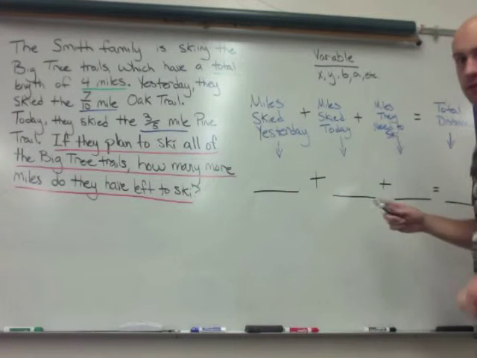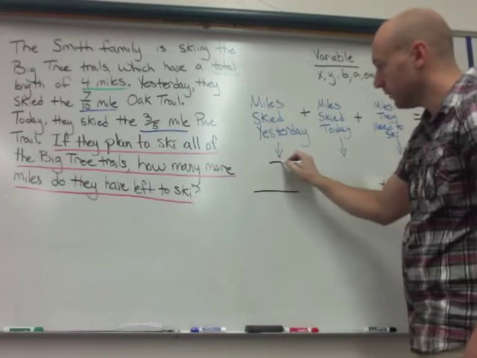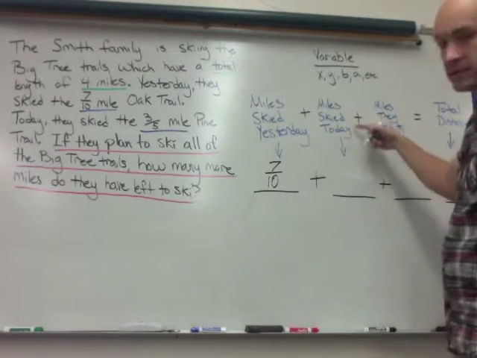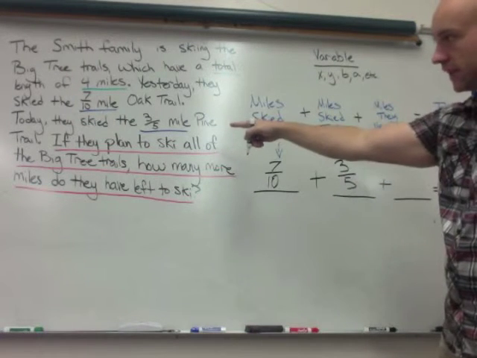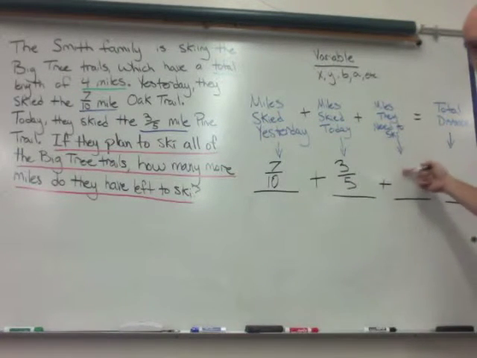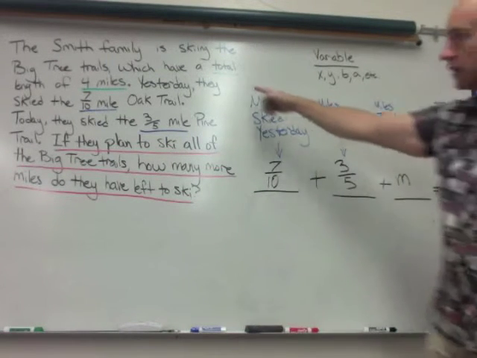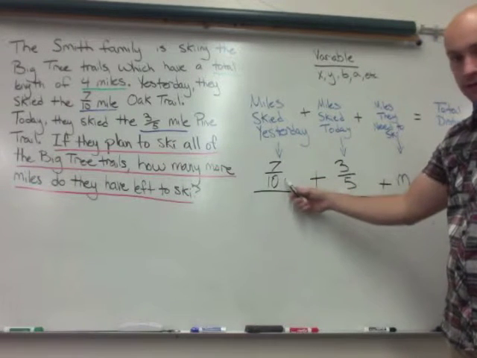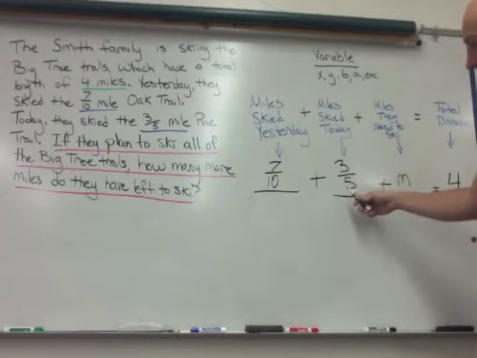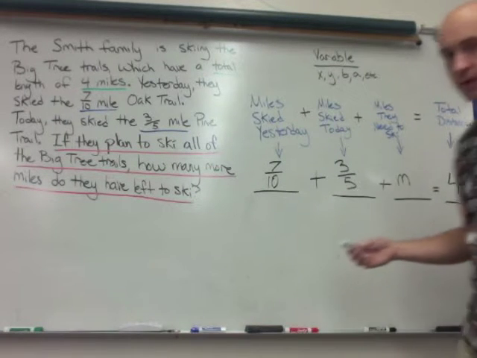So here's my problem. Here's my equation set up. Miles skied yesterday. Yesterday they skied 7/10 of a mile. Miles skied today. They skied 3/5 miles today. And then miles they need to ski, this is what we need to figure out. We don't know this one, so I'm just going to put an M. Here's my variable. This is our unknown. And then the total distance they skied was 4 miles. So I know that the miles they skied yesterday plus the miles they skied today plus something, an unknown, is going to be 4.